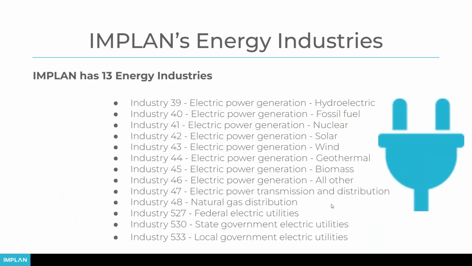IMPLAN has 13 energy industries. You can click once more, Michael. The first 10 industries are going to be the investor and independently owned industries. And the bottom 3 are going to be those publicly owned utility companies. So those are industries 527, 530, and 533.